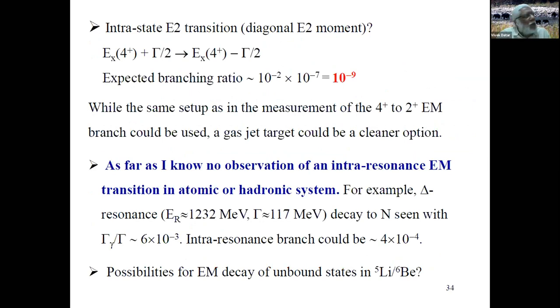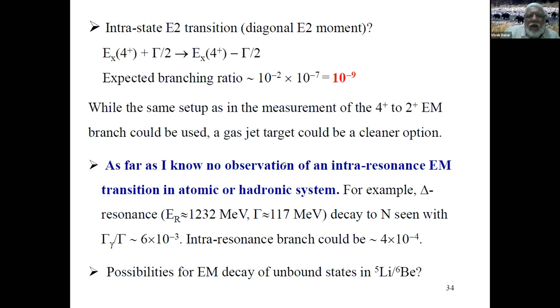I point out another possibility, very intriguing. Actually, I think I'm not doing too well in time, but I hope to finish in another couple of minutes. It is to look at the intrastate E2 transition, which is related to the diagonal E2 moment of the 4 plus state. So consider the possibility that you are slightly above the 4 plus resonance, and you are looking for a gamma decay to the lower half of the resonance. So E resonance plus gamma by 2 to E resonance minus gamma by 2. The expected branching ratio is 10^-9, 100 times smaller than what we measured. In principle, the same setup could be used with the gas jet target.